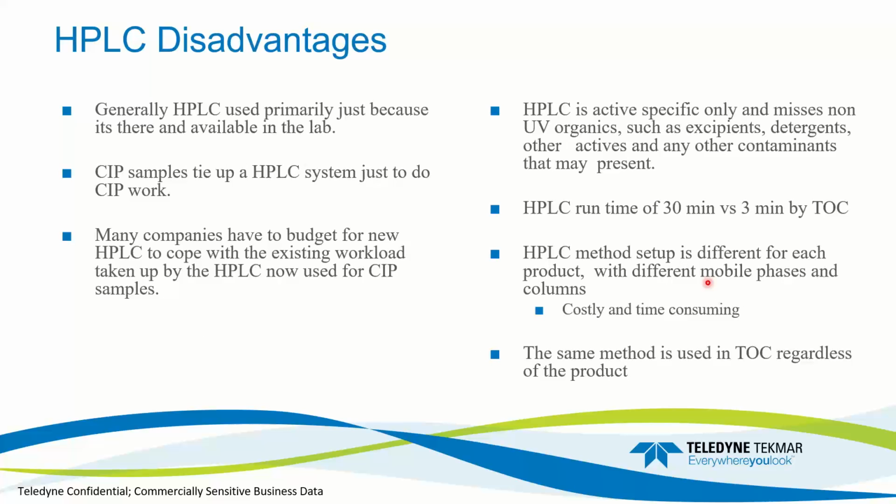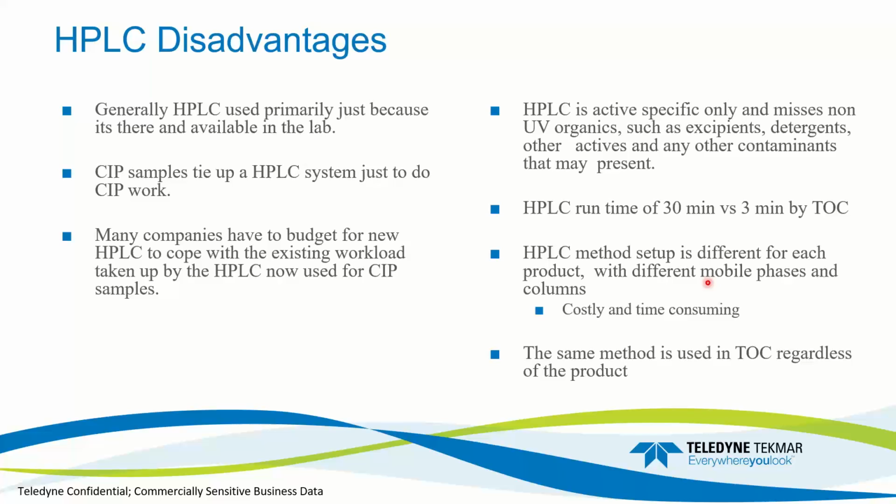So some disadvantages here when we start looking at the HPLC compared to the TOC. HPLC is used primarily just because it's available in the lab. There's a lot of them available. Cleaning validation sometimes ties up the HPLC system just to do CIP work. Wouldn't you want that HPLC system to be doing other things? The TOC can do all that cleaning validation work for you.